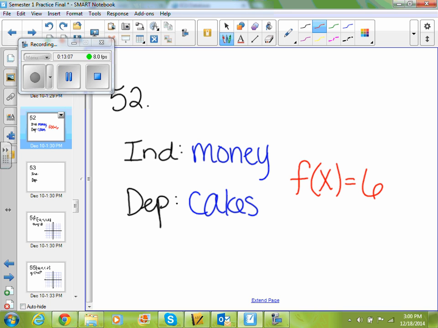6, okay, 6 times x. Very good. So f of x equals 6 times x, or we can write this just 6x. So f of x equals 6x. Either one would be correct.